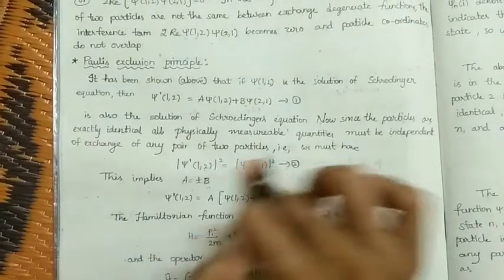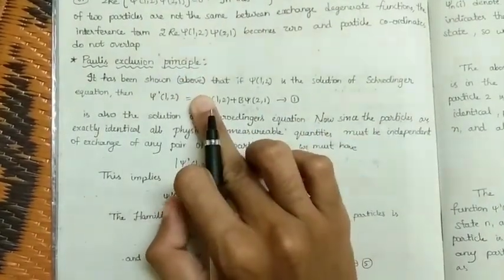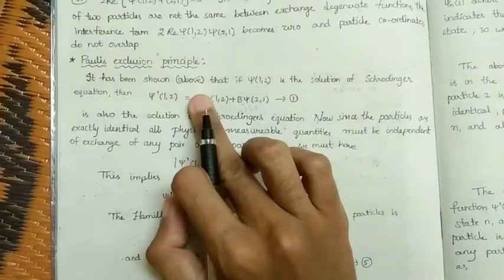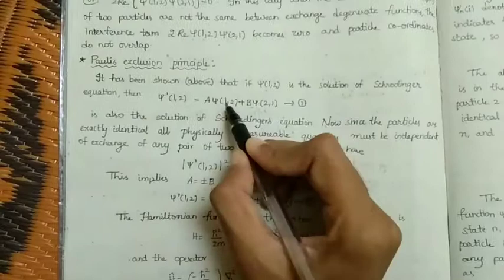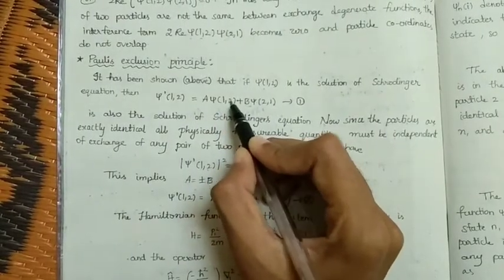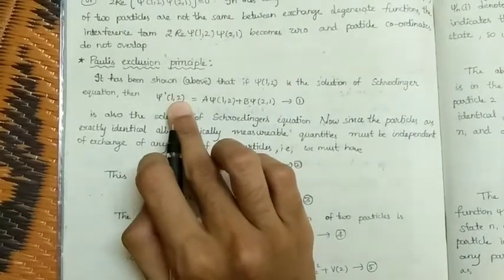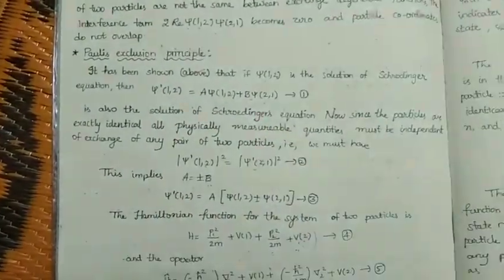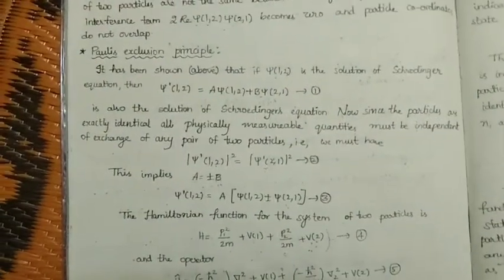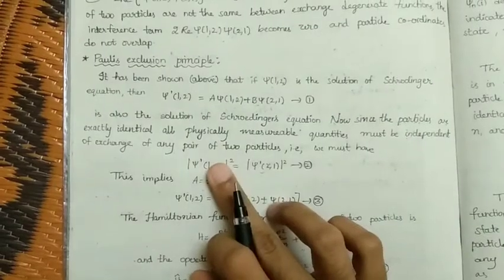Then only this condition would be satisfied. Xi into xi star, that means this wave function multiplied with its complex conjugate, and this wave function could be obtained by replacing 1 by 2 and 2 by 1. So for the same wave function, if 1 is replaced with 2 and 2 is replaced with 1, we get the same wave function. So that wave function would also be equal to this.